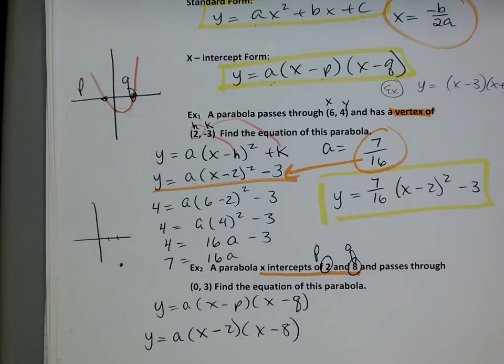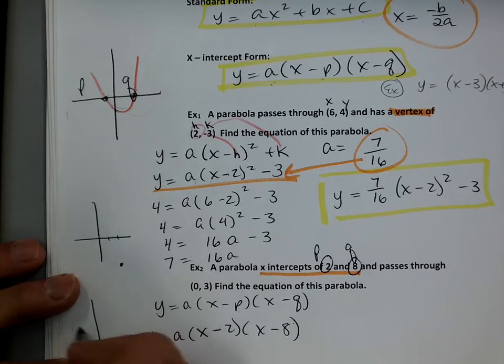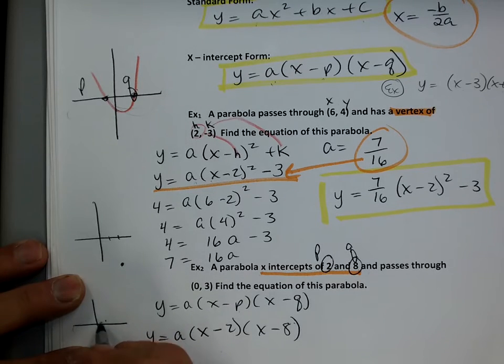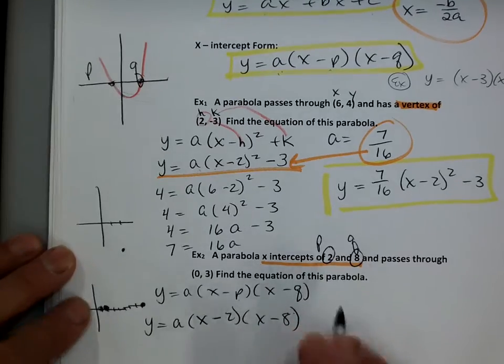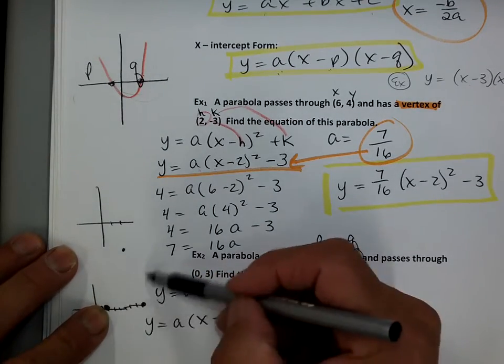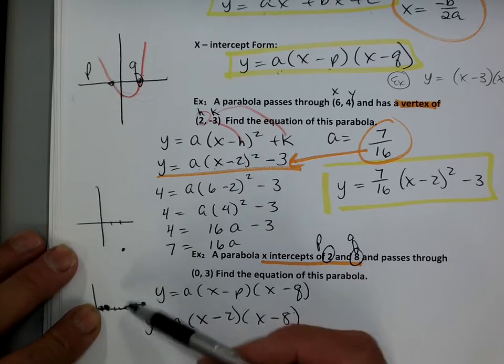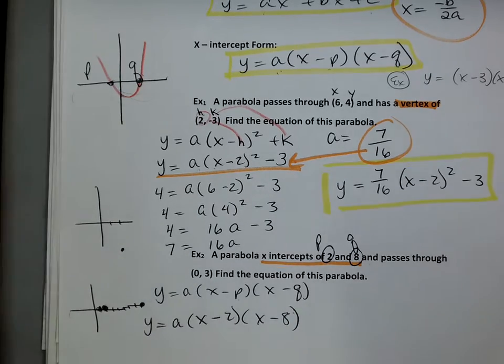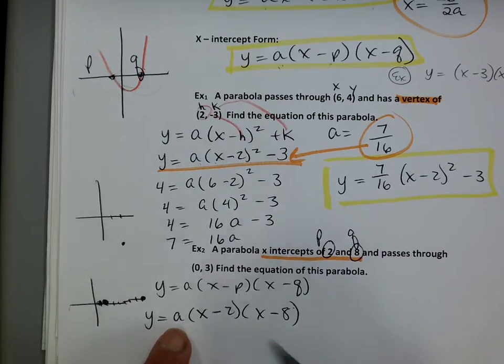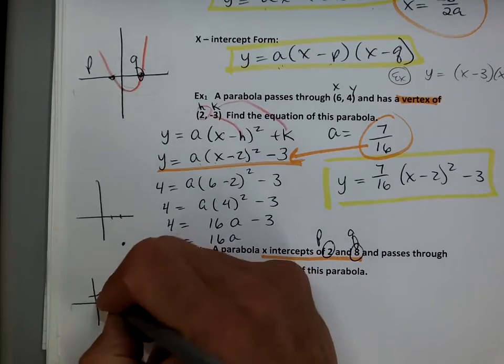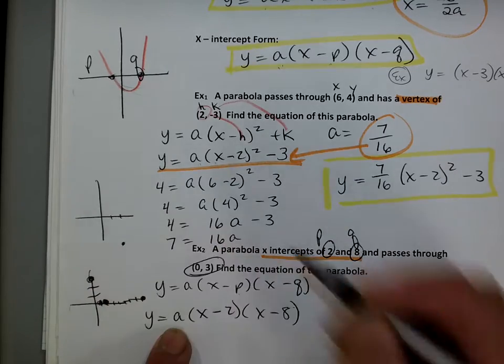Okay, now I'm going to give you a real quick little picture so you guys get the idea. 1, 2, 3, 4, 5, 6, 7, 8. So here's what I have. This is all I know. This parabola could go this way, could go this way, could be really tall and skinny, could be really wide and fat. That's all I know. I don't know where it is. So I have to find this value of a that forces it to go through the point 0, 3.